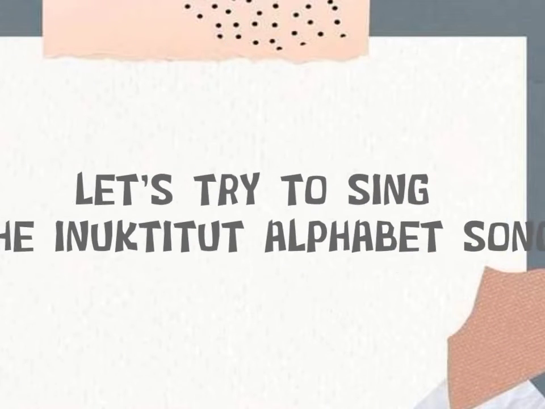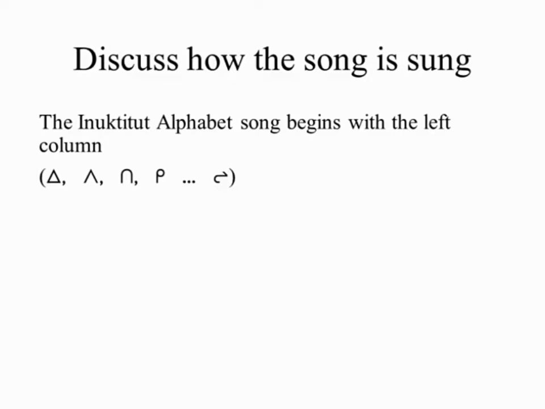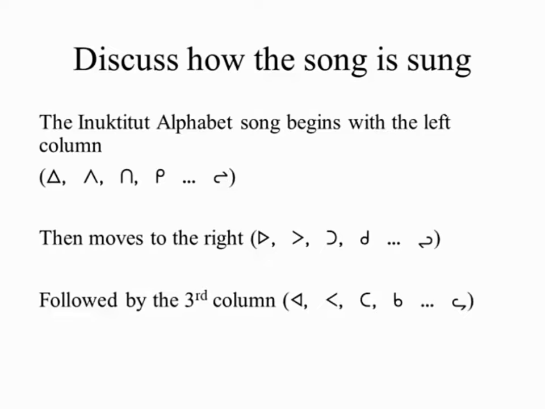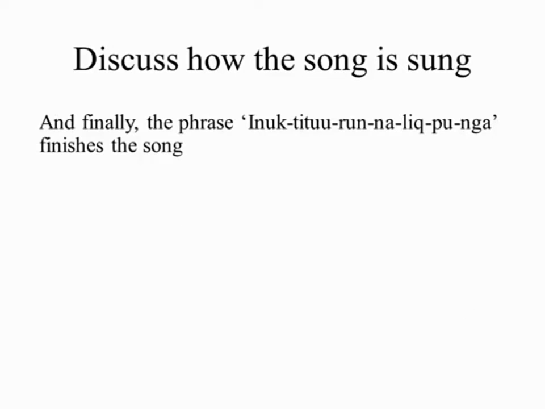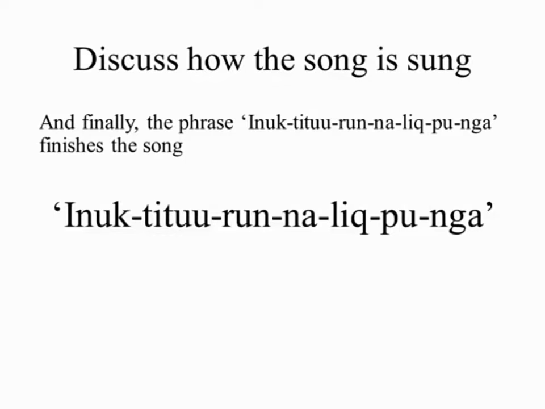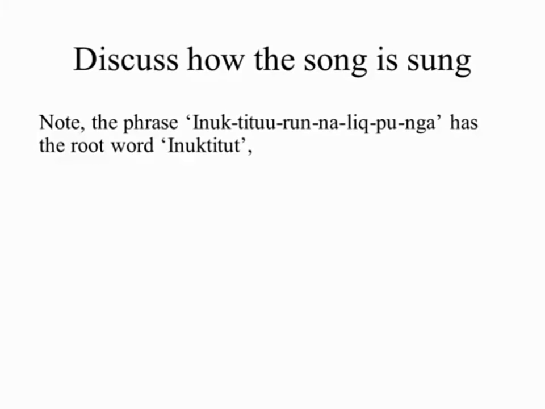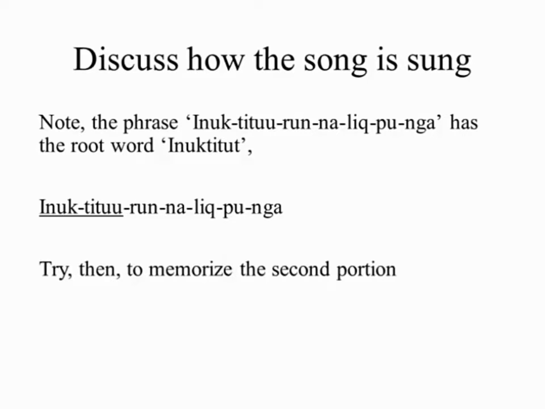Let's try to sing the Inuktitut song. The Inuktitut alphabet song begins with the left column, then moves to the right, followed by the third column. And finally, the phrase Inuktituronalukpunga finishes the song. Inuktituronalukpunga means I can now speak in Inuktitut. Note that the phrase has the root word Inuktitut. Try then to memorize the second portion.